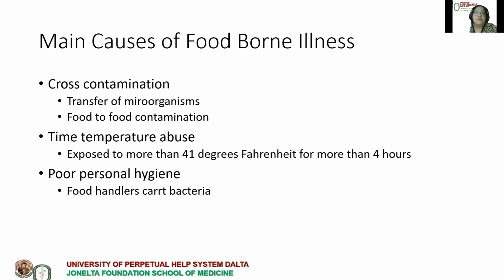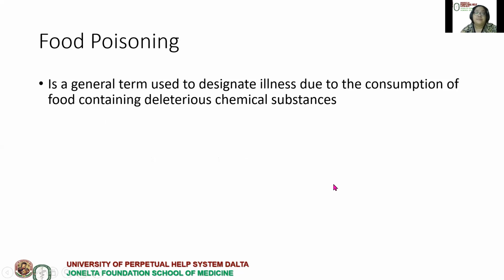Main causes of foodborne illness would be cross-contamination, such as the transfer of microorganisms, food-to-food contamination, time temperature abuse, which would be exposing food to more than 41 degrees Fahrenheit for more than 4 hours, and poor personal hygiene due to food handlers being infected.